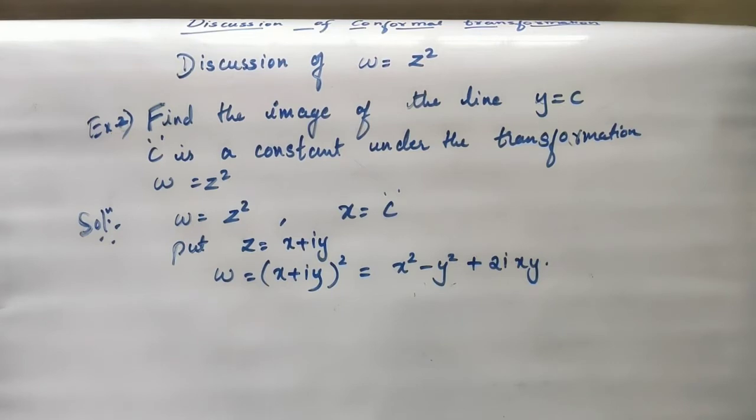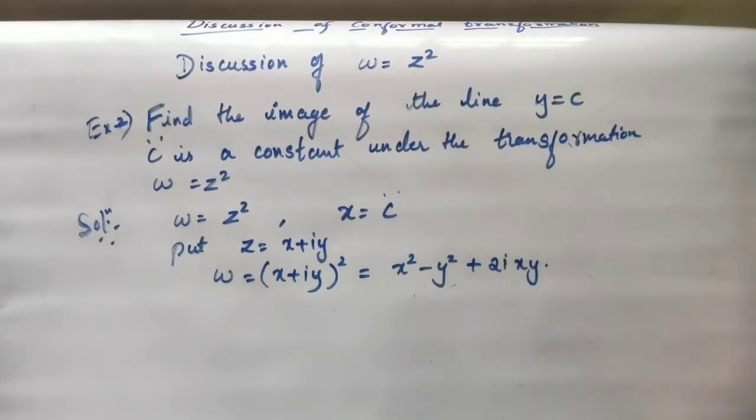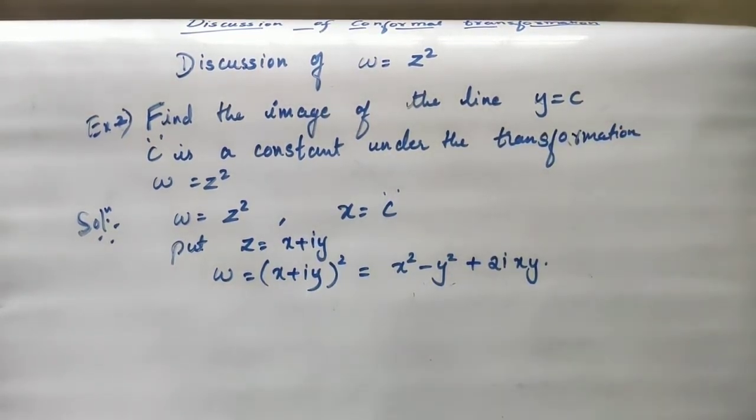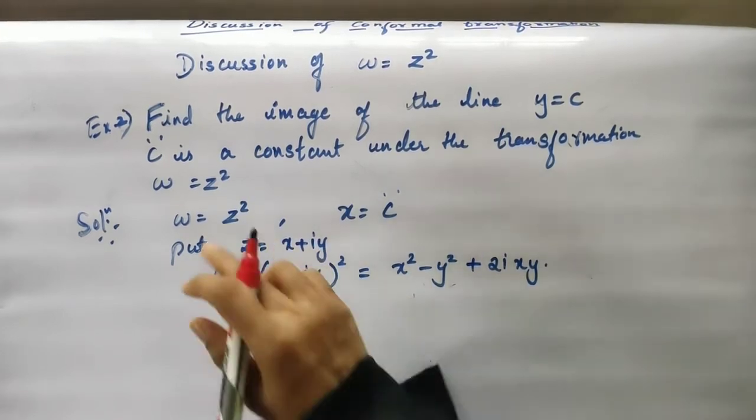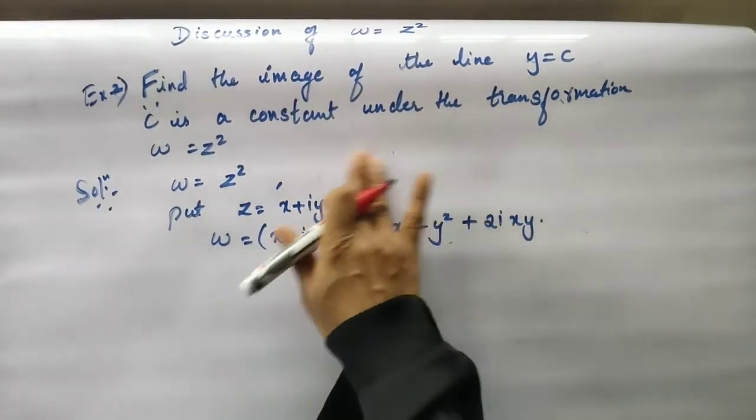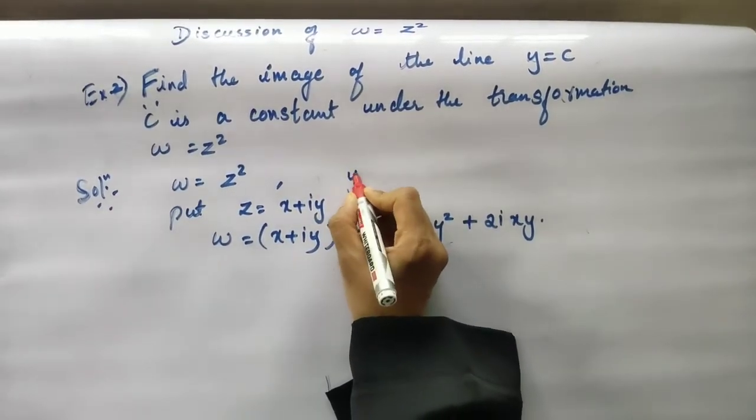So now let us see how this line y is equal to c, and this time I'm going to take a line parallel to the x-axis. See, y is equal to c will be a line parallel to the x-axis where c is constant, and let's find the image of this line under this transformation in the w plane. For that, once again I will substitute. Since it is y is equal to c here, please make a note.